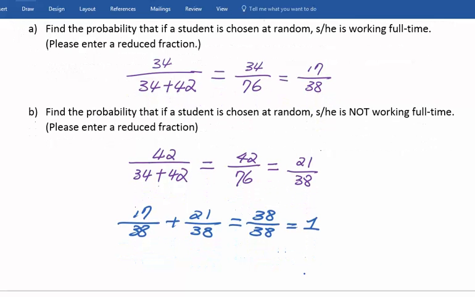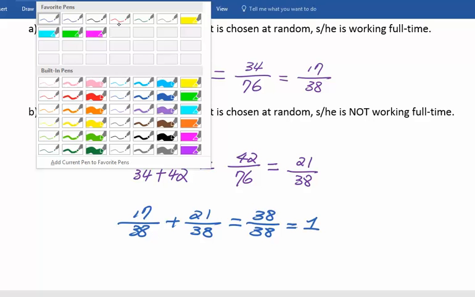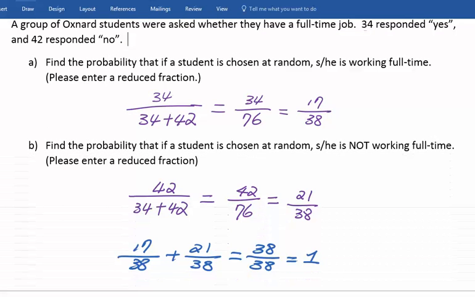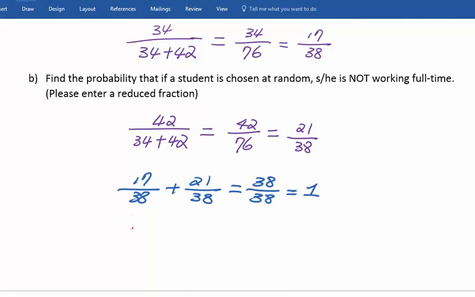So notice that I could solve part B with an alternative method. That is, to find the probability if a student is chosen at random and she or he is not working full-time actually equals 1 minus the probability that the student is working full-time. And that probability is, once again, 21 over 38.